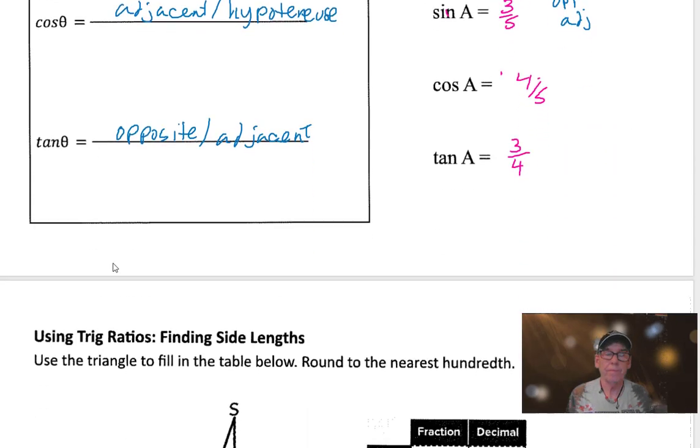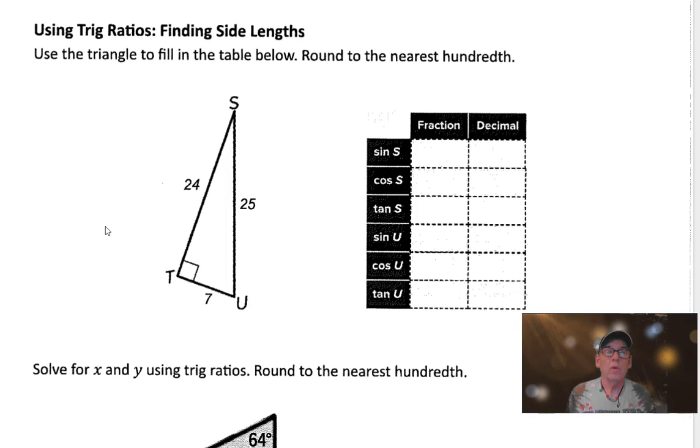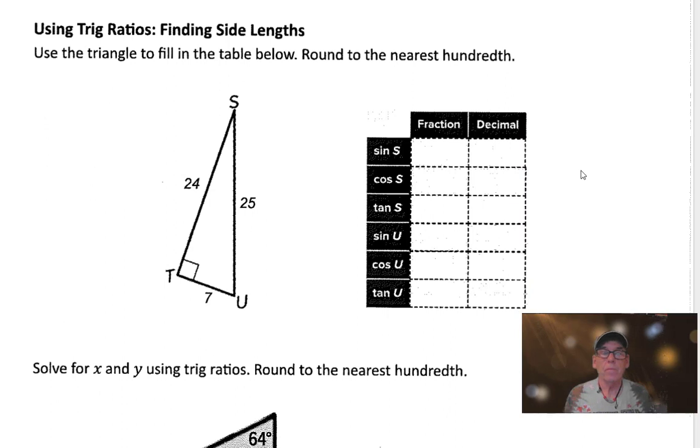Let's move up. So here we have a right triangle, and they want us to fill in the fractions, and we won't worry so much about the decimals for this. We just worry about the ratios. So remember, sine is opposite over hypotenuse, cosine adjacent over hypotenuse, tangent opposite over adjacent. Some old hag came around here to offer apples.